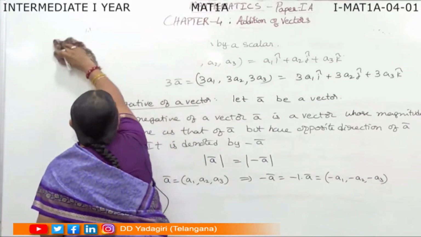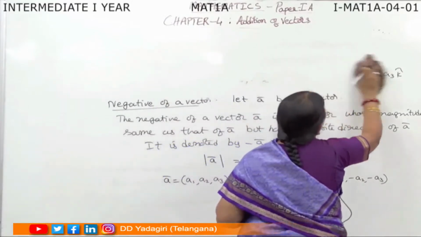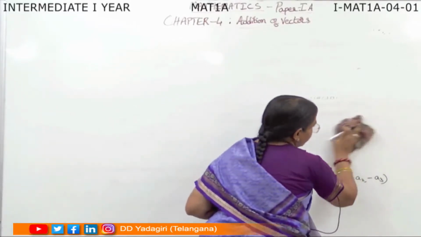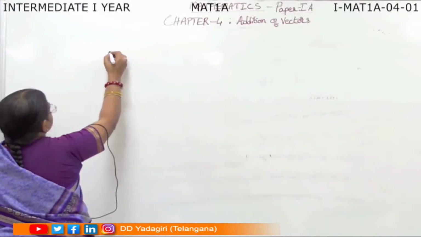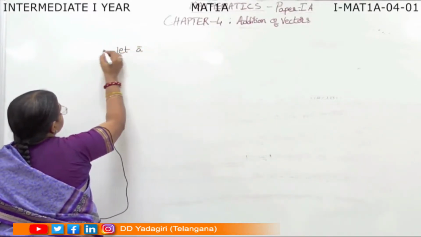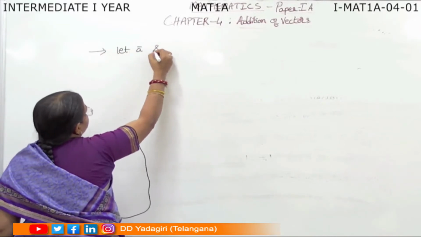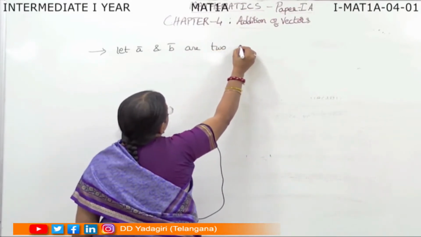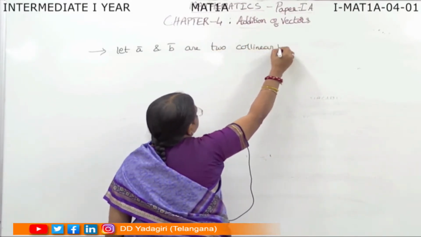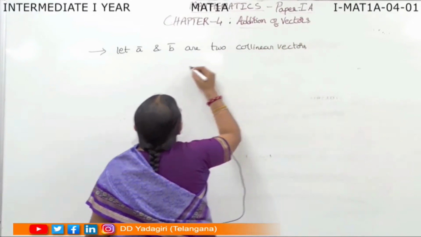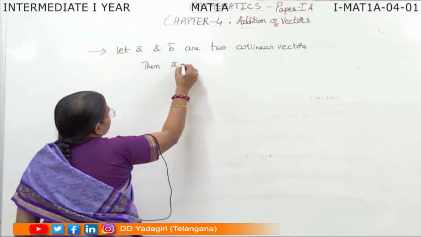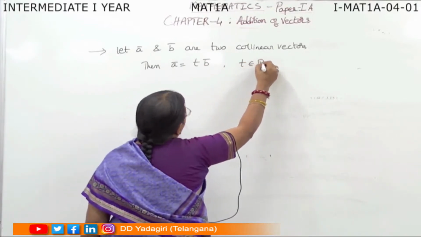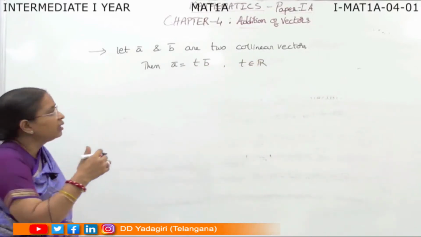Next, we'll learn one condition for two vectors to be collinear. Suppose that A and B are two collinear vectors. Then you can write A vector as some constant times B vector, where p is a real number. You can write one vector as a constant times the other vector.